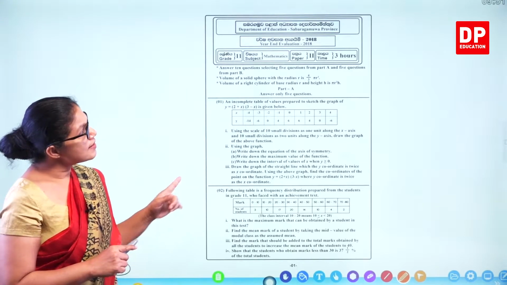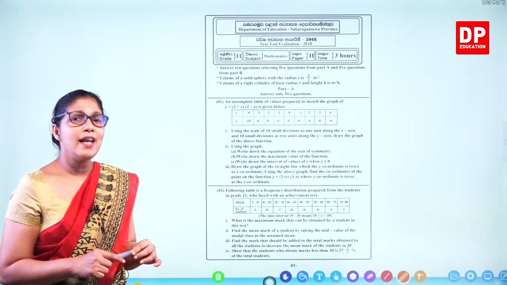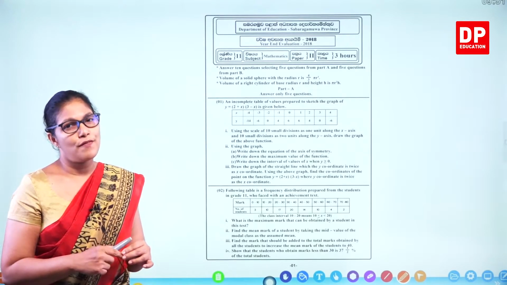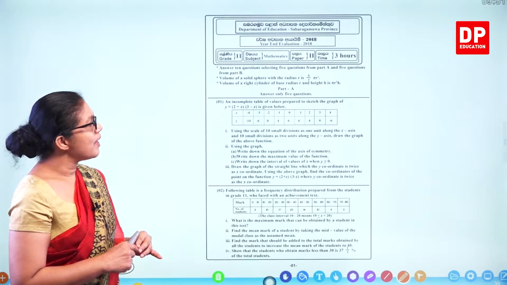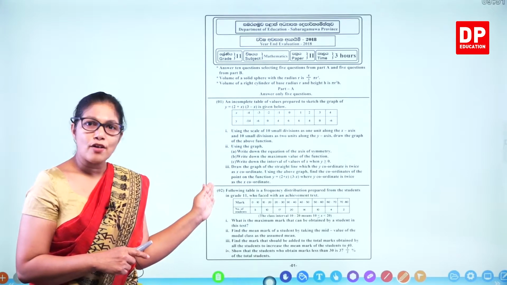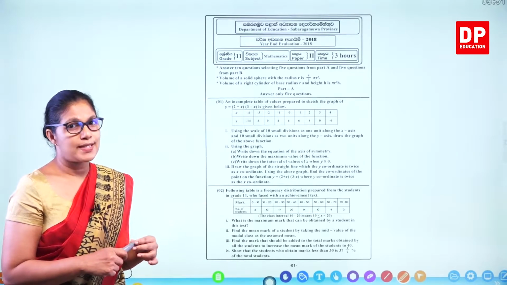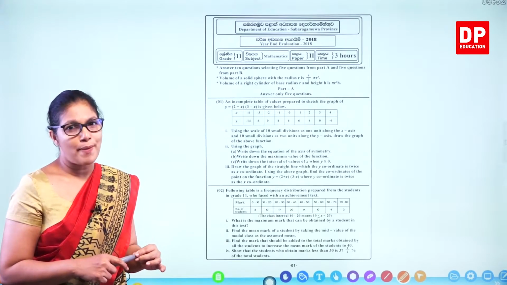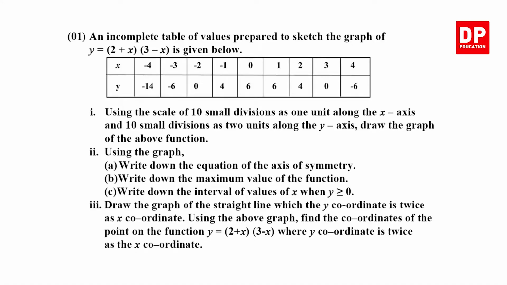So 3 hours for this paper, that means each question you can spend 18 minutes and also each question is worth 10 marks. So we'll see how we can do that. Here spaces are not provided in paper 2, so you can ask for line papers. And for the first question, you can ask for a graph paper as well. So we'll take the first 2 questions.